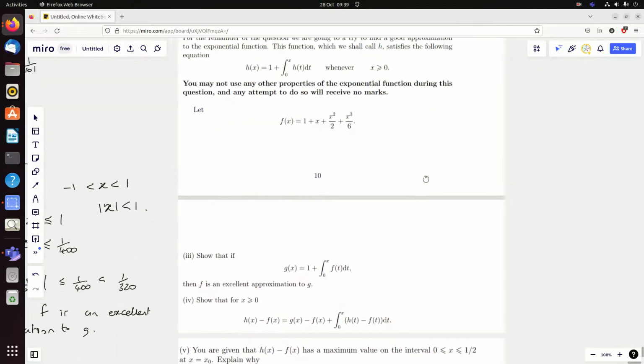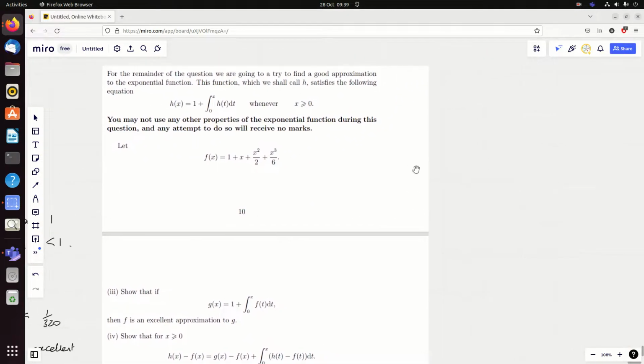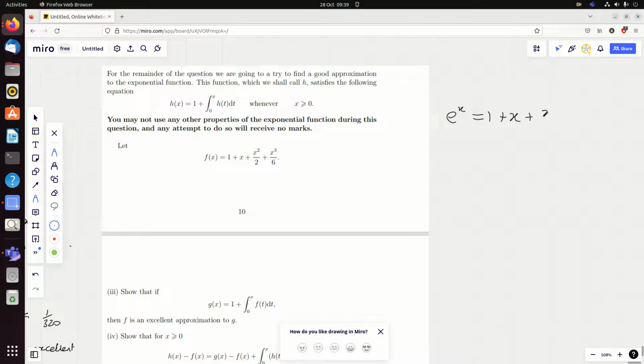Okay, next part. They then basically say we're going to try and find a good approximation to the exponential function. This is definitely describing a function which integrates to itself. You need the 1 plus because I don't know if you're familiar with the Maclaurin series expansion for e to the x, but it goes 1 plus x. It's essentially the f of x here. But you're not allowed to use this fact. This is what e to the x really is, if you like. It's a power series expansion.